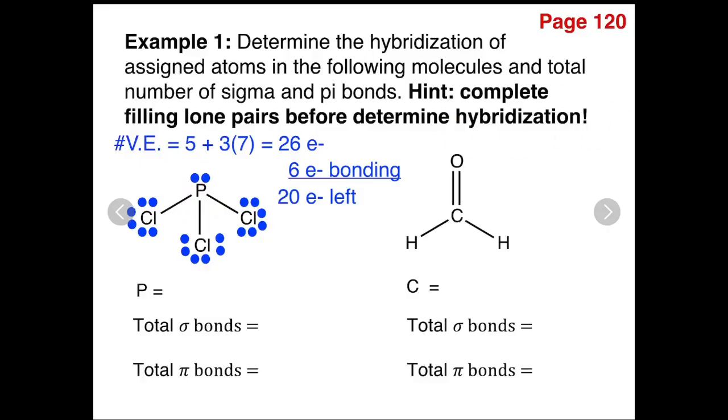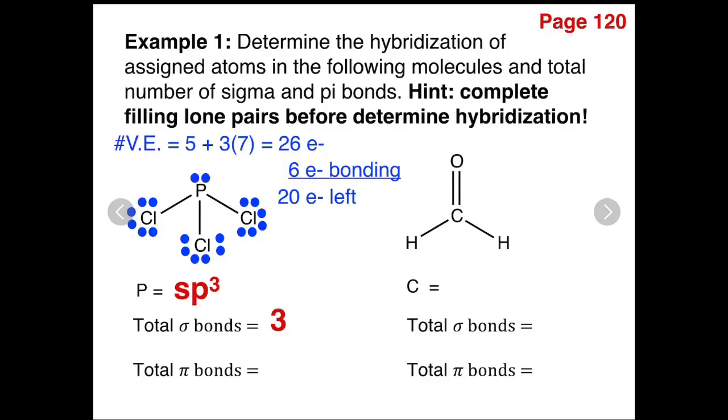So in this case, phosphorus contains 1, 2, 3, 4 electron groups. Therefore, the type of hybridization would be sp3, because 4 electron groups need 4 electron regions, and those 4 regions come from the mixing of 1 s and 3 p orbitals, which equals 4. Now, the number of sigma bonds represents the single bonds, so 1, 2, 3 means only 3 sigma bonds.